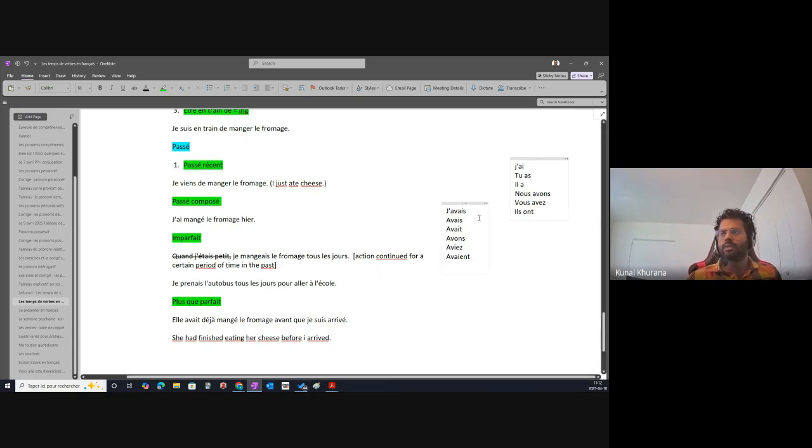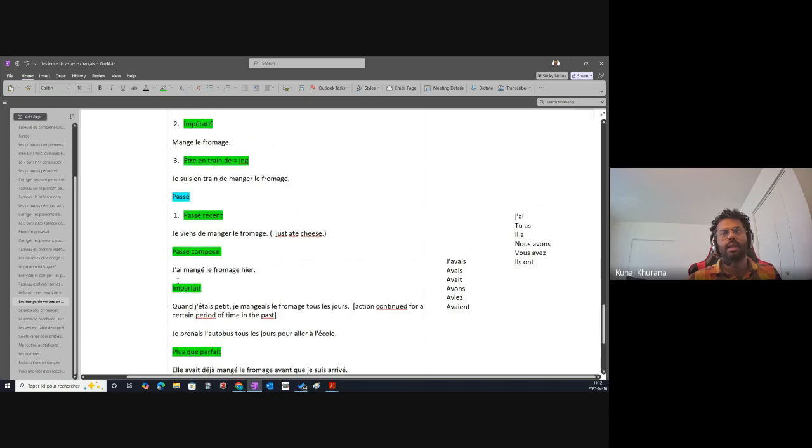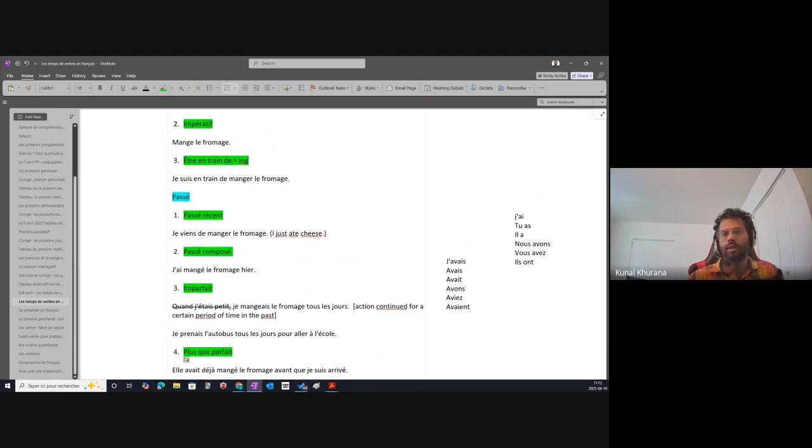This one is avoir in l'imparfait. That's what we use to state plus que parfait. Elle avait déjà mangé le fromage avant que je sois arrivé. Now comes the future, the third and last one. So that was all that we use: l'imparfait and plus que parfait.